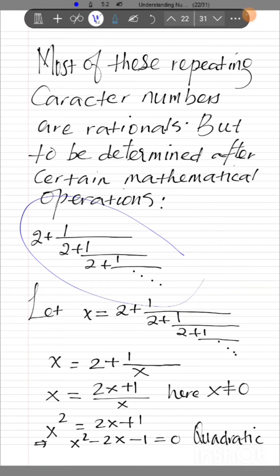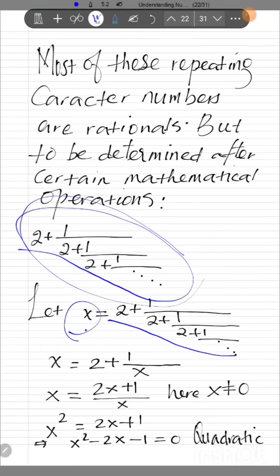What is the mathematical operation we have to do on this one? Just say the final value of this number is x. As it repeats, you will see again the same pattern repeating as you move forward. Now this part, 2 plus 1 over 2 plus, is the same as the original value, x. So what's going to happen then?